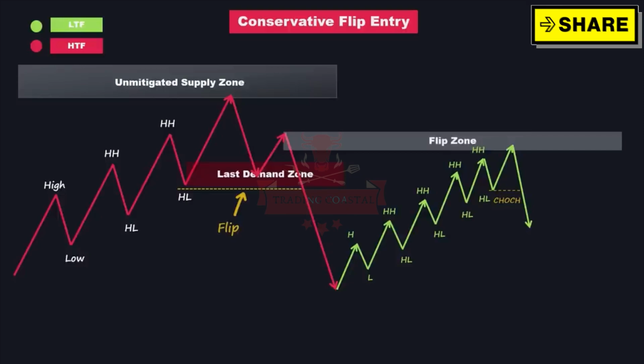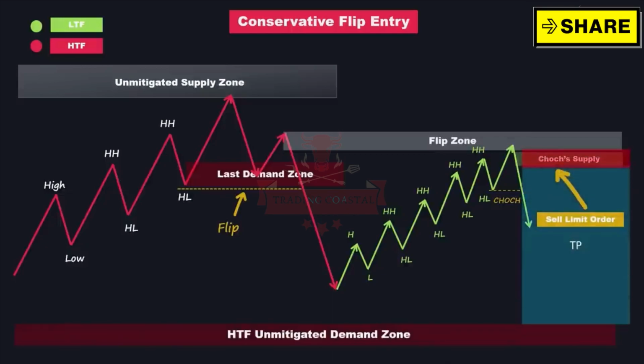Once the change of character is confirmed, we can proceed to identify the order block created by that wave on the lower time frame. Subsequently, we can place a sell limit order at the lowest point of the zone, with a stop loss set a few pips above the highest point of the zone.